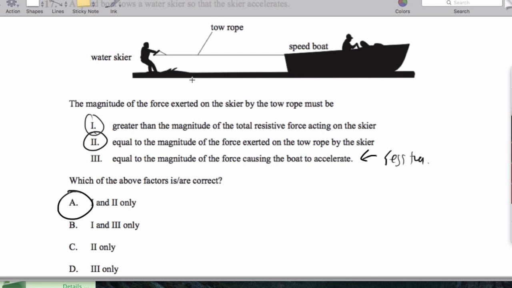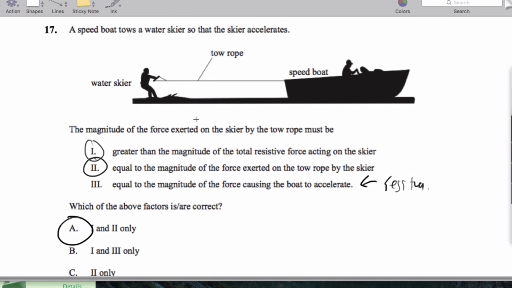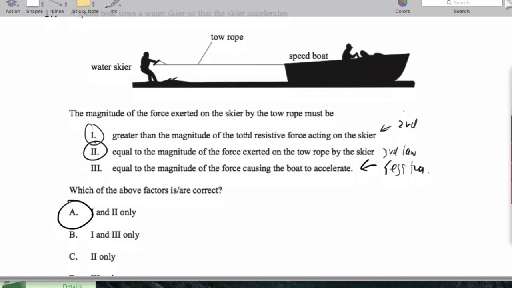Because if it were equal to that boat force, no, you just can't do that because it's just a small little skier. And you can't really guarantee. Maybe it is equal, maybe it isn't. Maybe it's less, maybe it's greater. I'd need to see some numbers for that. I just don't trust that one. And then for 1 and 2, it's got to be greater than the resistive force so that the skier can accelerate. And this is the third law. So this is the third law, and then this is the second law to get it to accelerate.